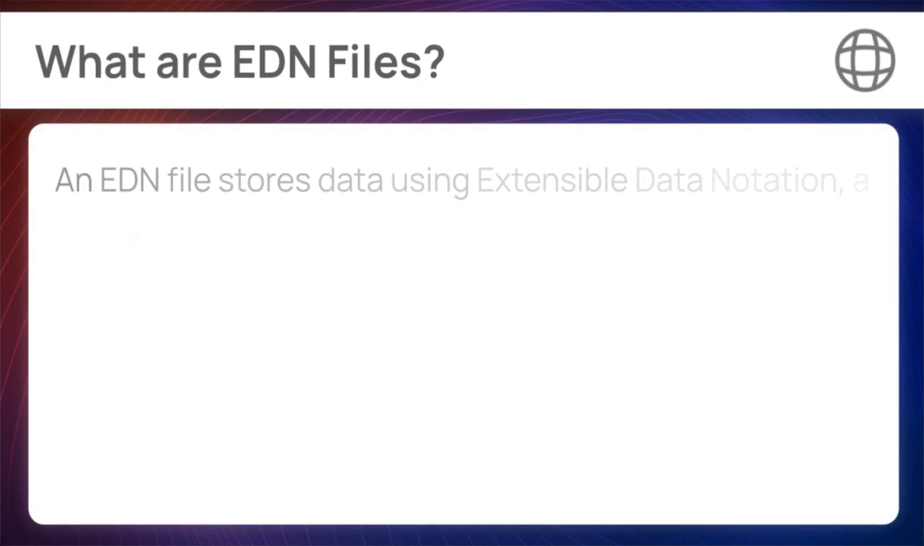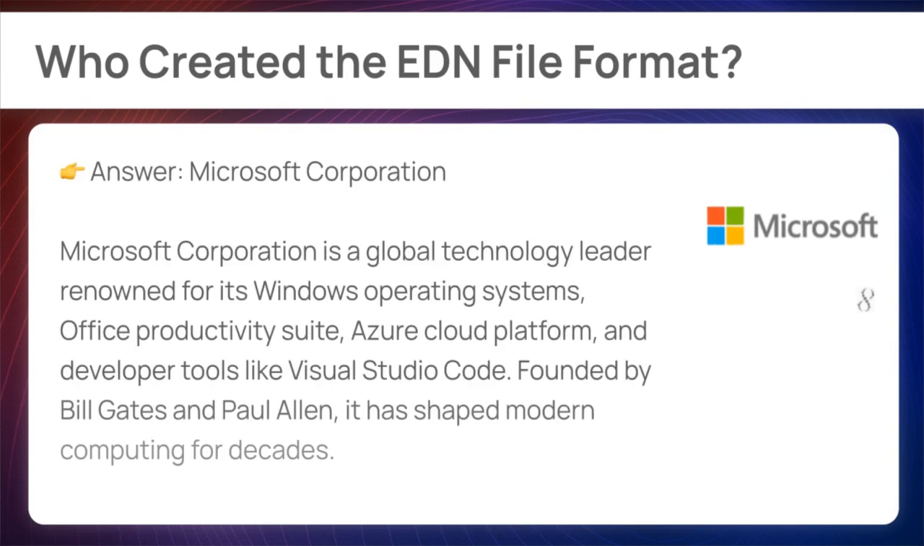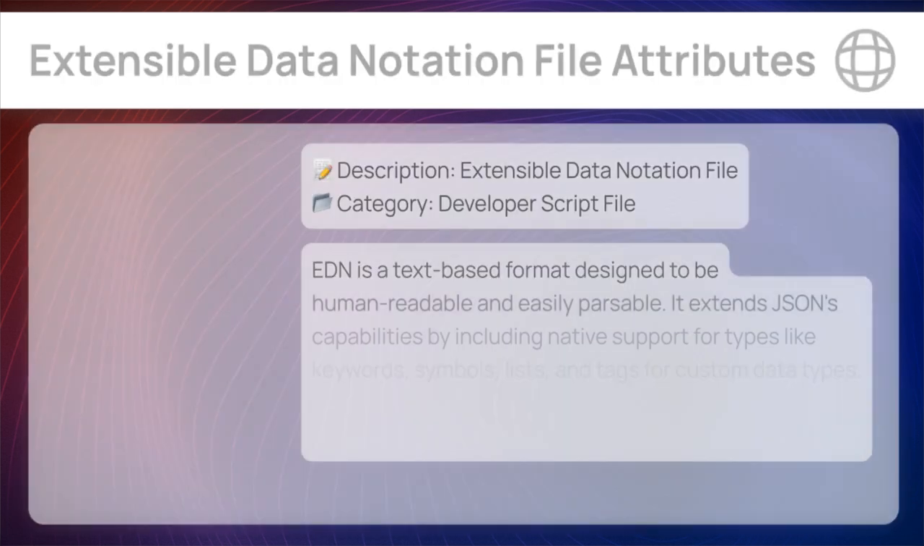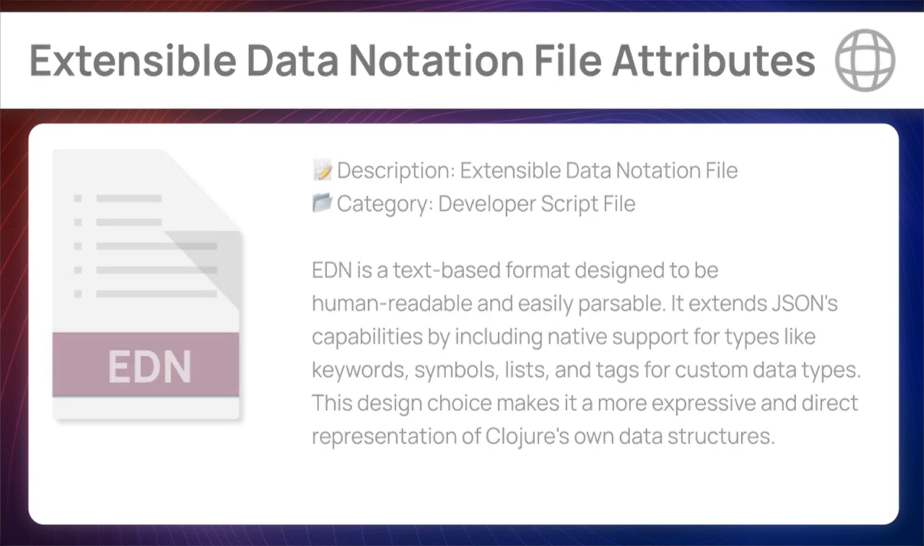An EDN file stores data using Extensible Data Notation, a format for representing data structures similar to JSON. It is primarily used within the Clojure programming language ecosystem. Users encounter this file when working with Clojure applications, configurations, or data interchange between Clojure-based systems. EDN is a text-based format designed to be human-readable and easily parsable. It extends JSON's capabilities by including native support for types like keywords, symbols, lists, and tags for custom data types. This design choice makes it a more expressive and direct representation of Clojure's own data structures.